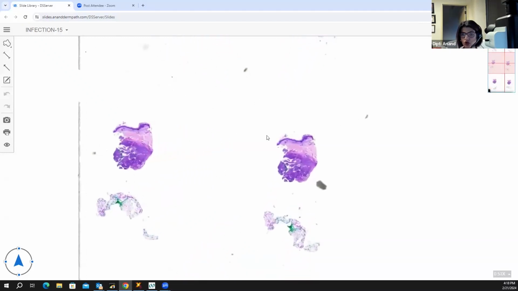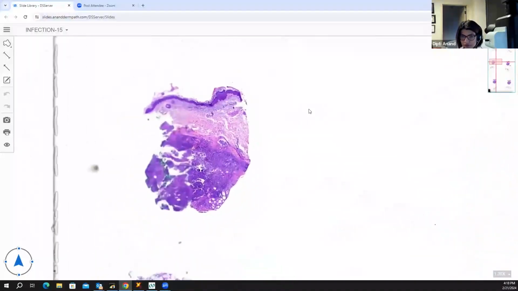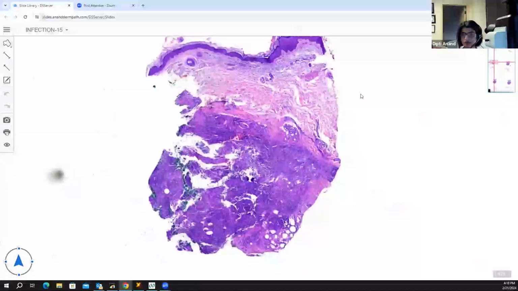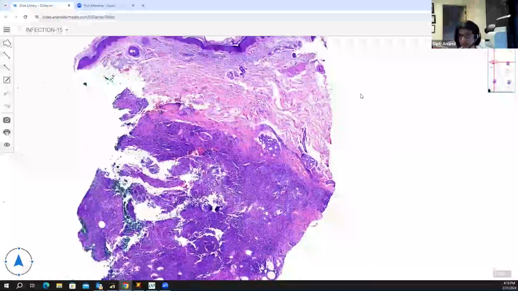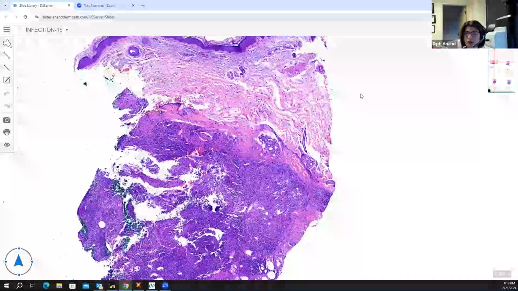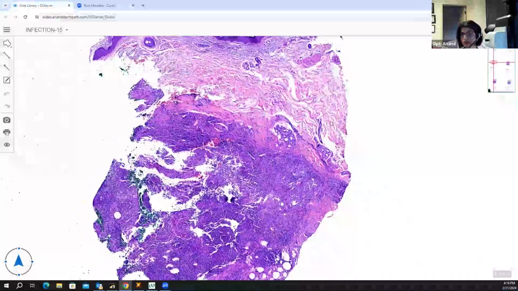Okay, now let's move on to your next infection. This particular infection, which we're going to talk about, is mycobacterial and atypical mycobacterial infection. This is again largely recognizable through the reaction pattern.